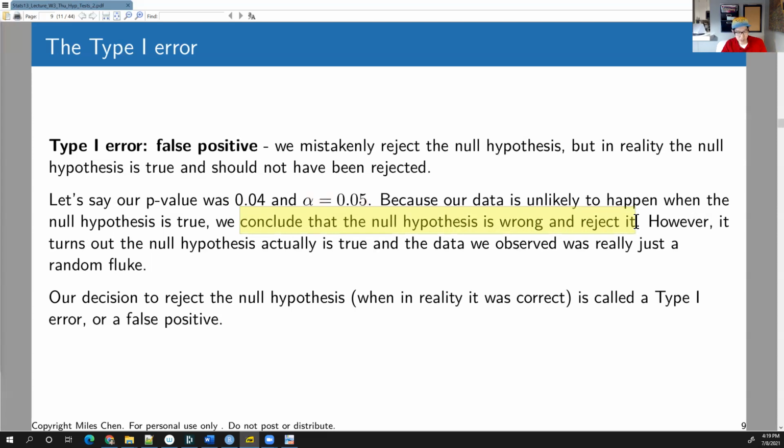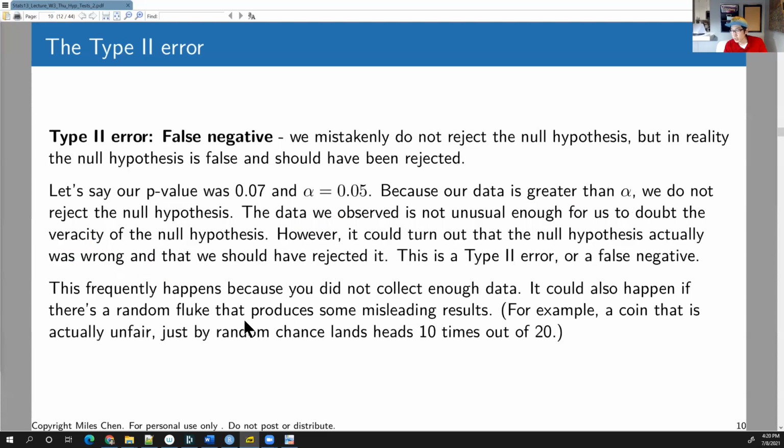But later on, maybe you gather more data, you find out more about this, and it turns out that the null hypothesis actually is true, and the data you observed was just some random fluke, right? You just happened to get a difference between sample 1 and sample 2. The difference was 8, and that seemed really strange. It was just some strange random outcome, okay? And so the decision to reject the null hypothesis, when in reality it was correct, is a type 1 error. That's a false positive.